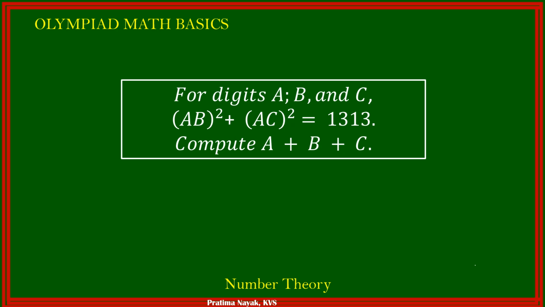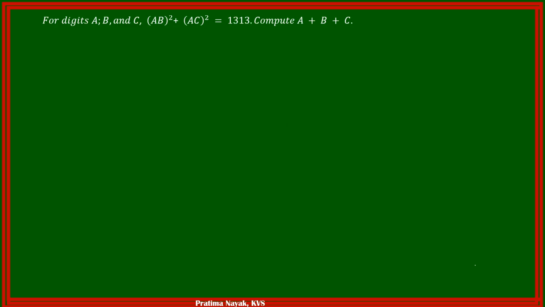So today I'm taking a very small, very simple question based on number theory. For digits A, B, C, the square of AB plus the square of AC equals 1313. Compute A plus B plus C. So we have to write 1313 as a sum of two squares, both having the same tens place digit.